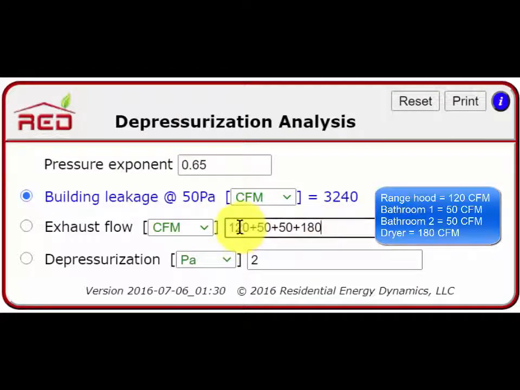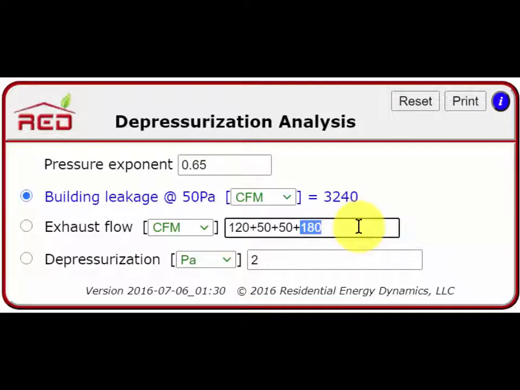The first, 120 CFM, I measured the exhaust flow of a kitchen range hood. I measured the exhaust flow of a bathroom exhaust fan, 50 CFM, another bathroom exhaust fan, and I measured the flow of the dryer, making sure I cleaned the lint trap out first, measured it with a pitot tube, and got 180 CFM. So you can do your inventory right in the input box. We've made it long enough so you can do that. Click outside the box, you get the result.